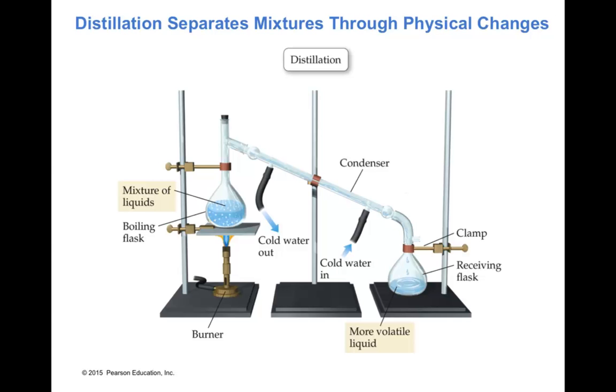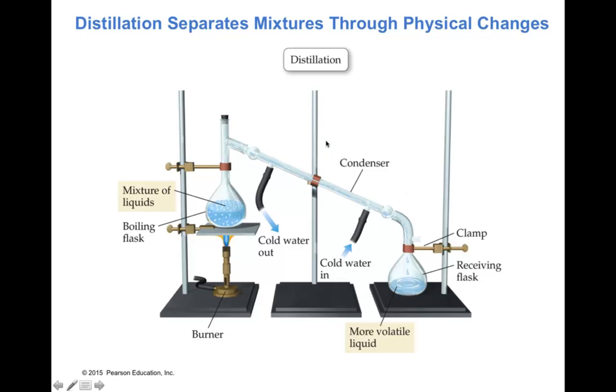If we have a mixture of miscible liquids, in other words, liquids that can mix together, we can separate them by distillation, in which we heat the mixture here in the boiling flask to boil off the more volatile liquid first. We then recondense that volatile gas here as a liquid in a condenser and collect it in a separate flask, while the less volatile liquid stays in the boiling flask.